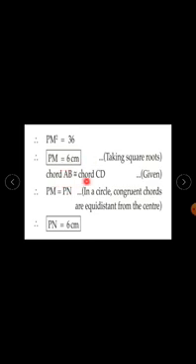Chord AB is congruent to chord CD. It is given. Therefore PM is equal to PN, because in a circle congruent chords are equidistant from the center. So both chords are equidistant from the center. PM is 6 centimeter. Therefore PN is also equal to 6 centimeter.